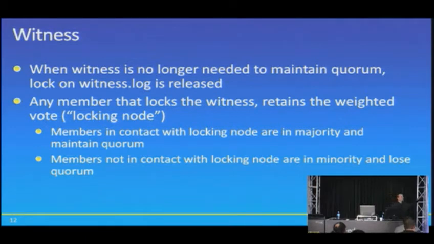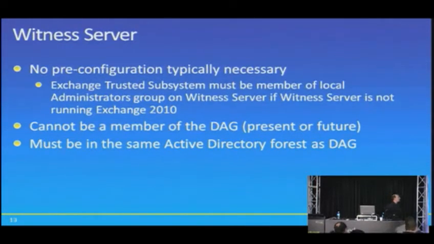Okay, now the thing to keep in mind is only one of the members of the DAG is going to be able to lock that file. And that node, as I said before, we refer to as the locking node. So all other DAG members that are in communication with the locking node are considered to be in the majority, will maintain quorum, and will stay up. Any DAG members that are not in communication with the locking node are considered in the minority. They lose quorum and they will go down. And we'll see some examples of that in a little bit.